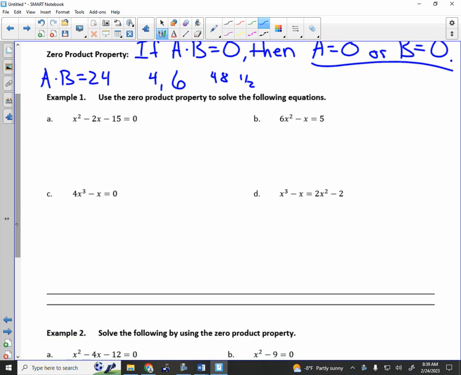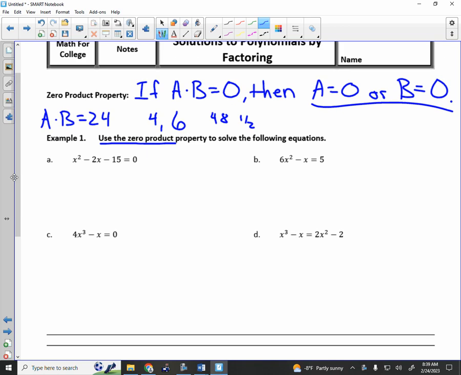So here we have it. Use the zero product property to solve the following equations. We have this thing equal to 0. So we try to write it in factored form. Factoring means to write it as multiplication. So I could write it as x minus 5 times x plus 3 is equal to 0.